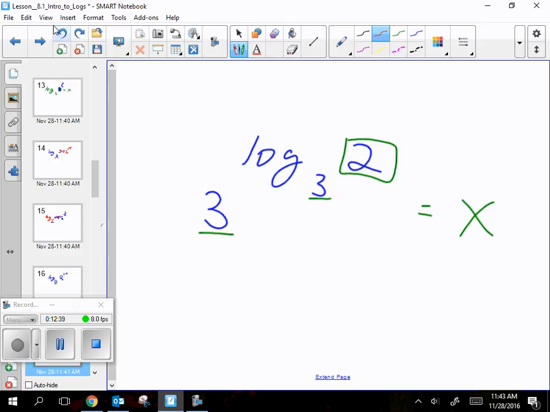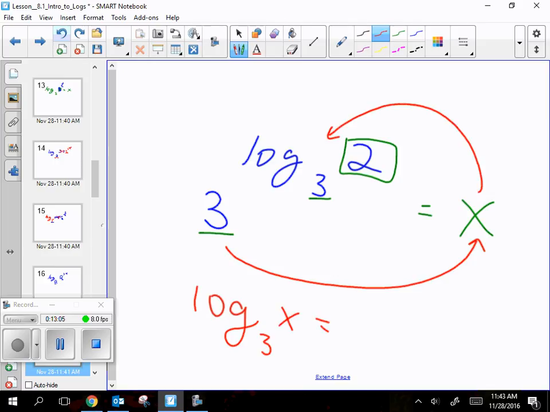Remember me saying the most important thing is to be able to go back and forth? This one even looks like it's a log, but it's not a log. I'm going to write it as a log. So I start with the word log. And then I'd ask myself, what should the base be? Self, and what is it? 3. Log base 3. And you remember you have to jump around? Of x. And then jump back. That whole thing. Log base 3 of 2.